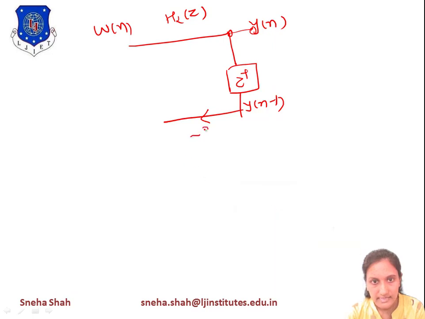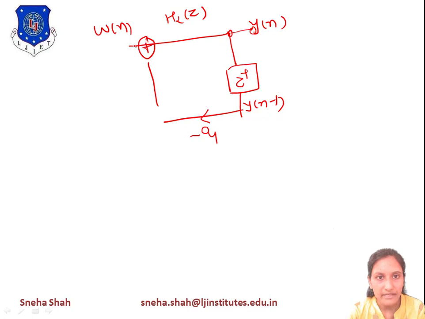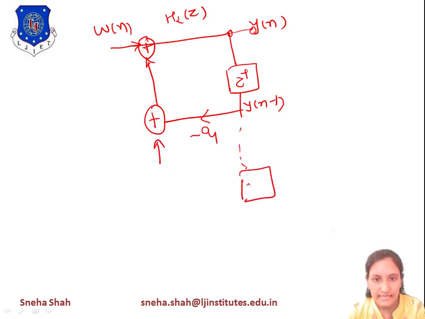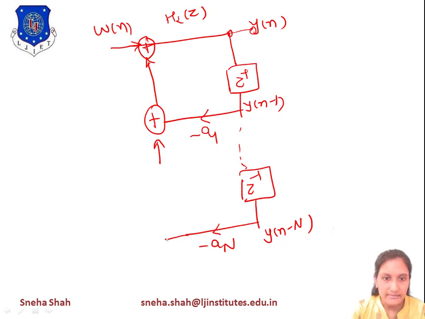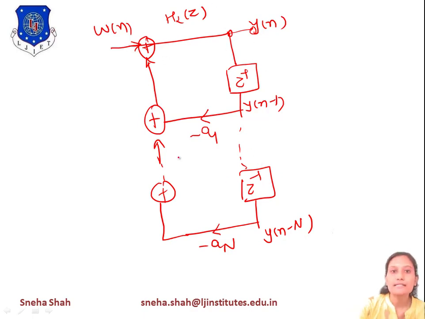So this term will be minus a1. Now this point will be added with this input signal w of n. Similarly, all the other terms will be added up to the last term, capital N. So the last unit is represented as y of n minus N. It will be multiplied with minus aN, and this will get added with all the other terms. So this one is the final answer.